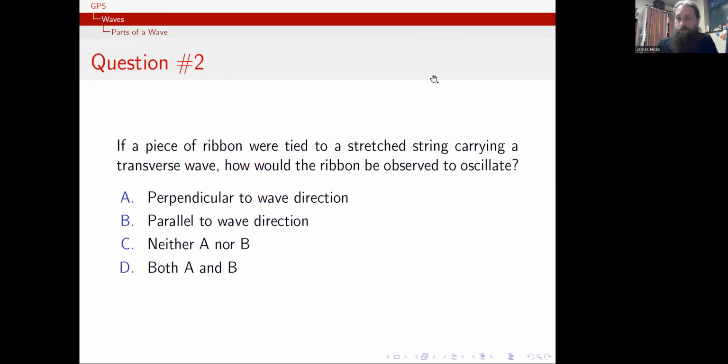Okay, quick question for you guys. You tie a piece of ribbon to a stretched tight string and create a transverse wave on that string. How would you see the ribbon start to move? Would it be perpendicular to the wave, parallel to the wave? Neither of those are correct, or both of those are correct.